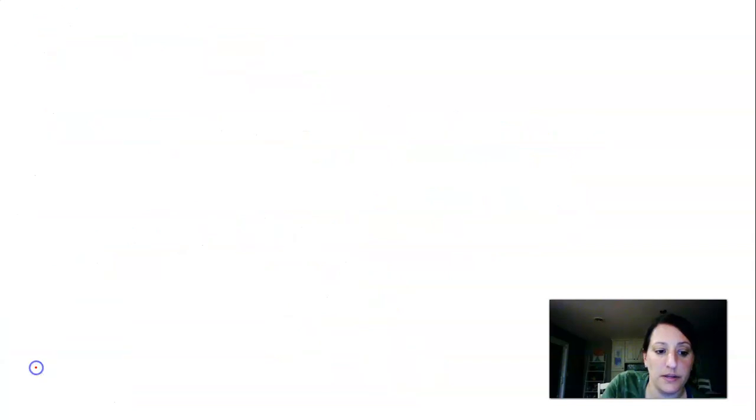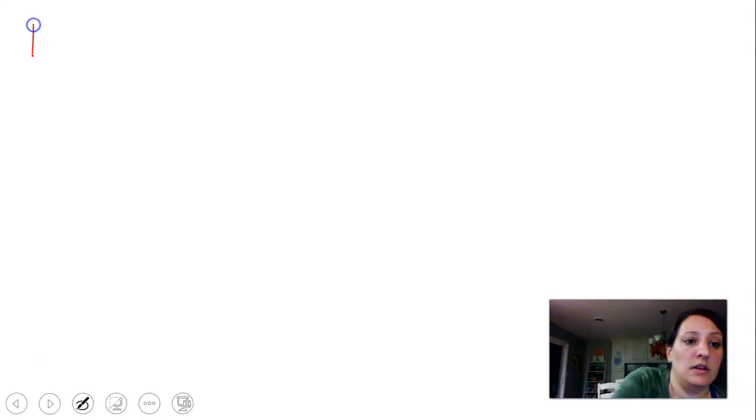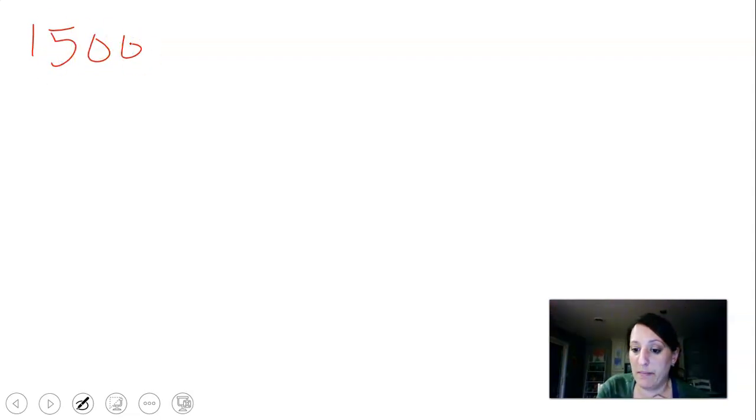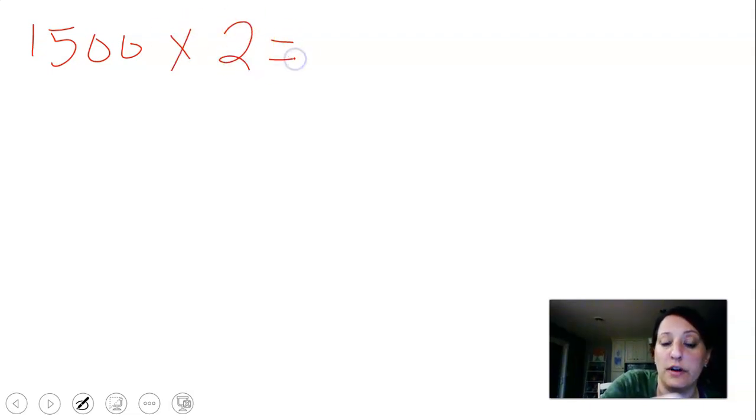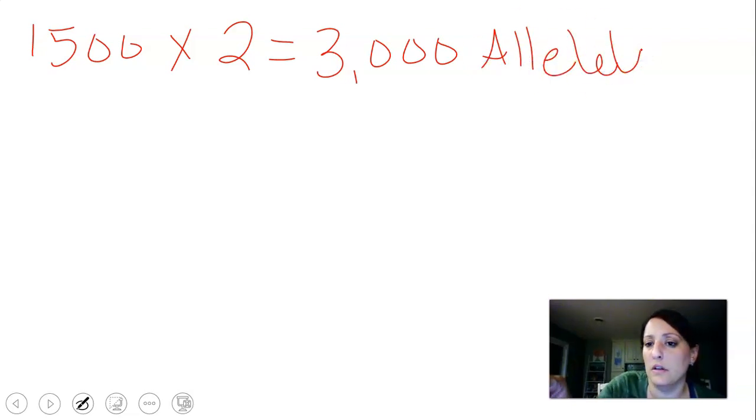So let's erase everything on here. Okay, so first off, let's think about that original population. There were 1,500 individual people in that population. So how many alleles? Well, all of those people are diploid, having 2 alleles for every gene. And so if we do the math there, that's 3,000. So in that original population, there were 3,000 alleles.